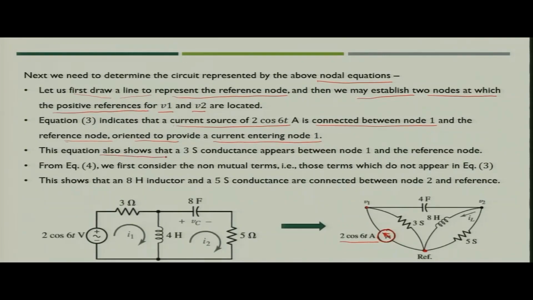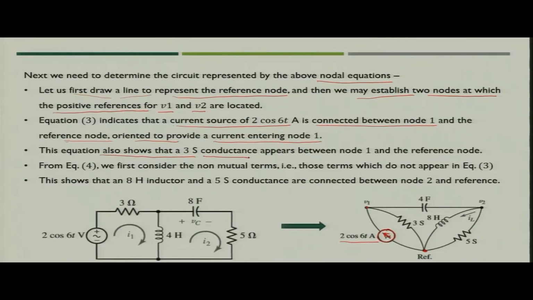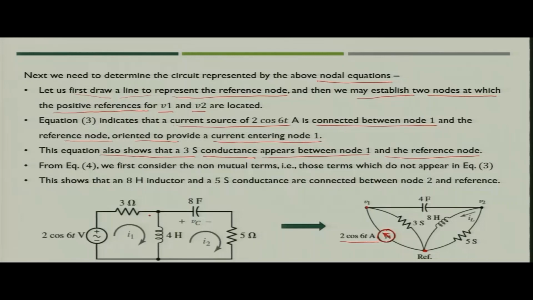Now, if you see the equation, it has another component called 3V1. What is 3? 3 is nothing but conductance, because this represents a current value in the node equation. So, this will become current and 3 would be conductance. So, a 3 Siemens conductance would appear between node 1 and the reference node, because in this case it is connected only in mesh 1. So, the 3 S conductance would essentially be connected between the reference and node 1 only.